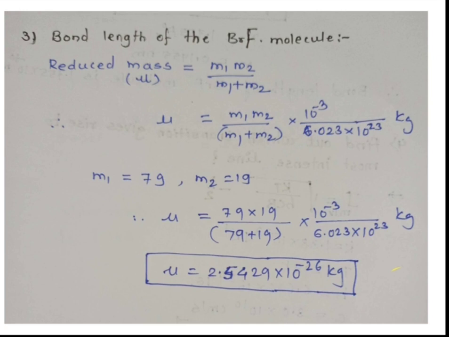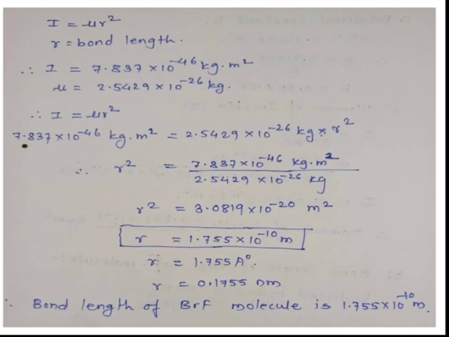Now we have the two values, the moment of inertia and the reduced mass. Both values are with us. So we are going to calculate the bond length of the molecule by using this formula, I is equal to mu r square. Just put the I value here, 7.837 into 10 raised to minus 46 kg meter square, which is equal to the mu value, 2.5429 into 10 raised to minus 26 kg into r square.